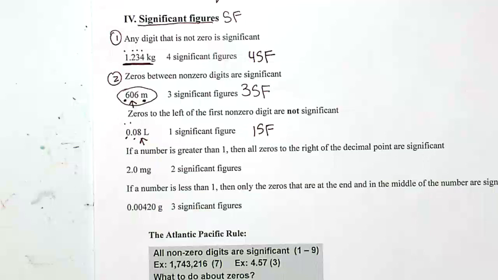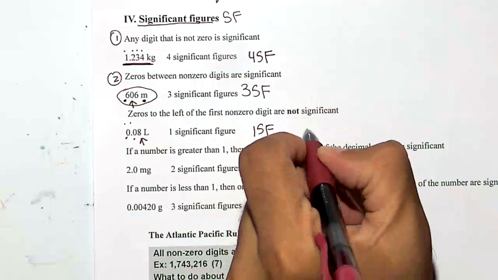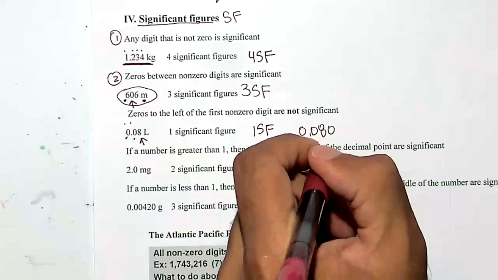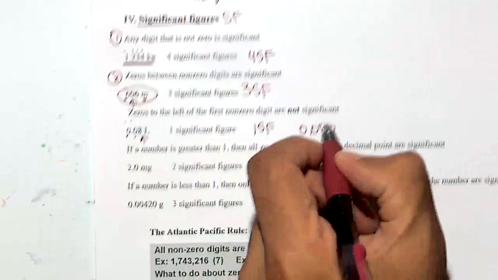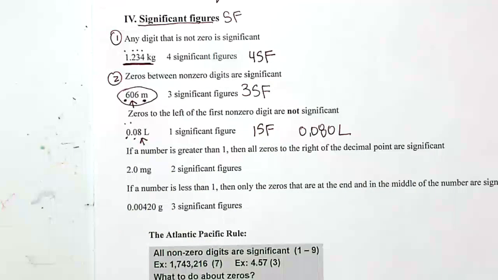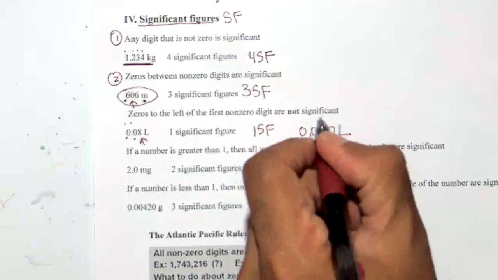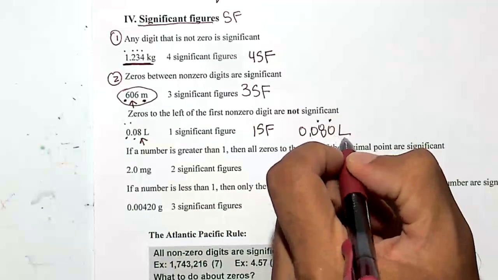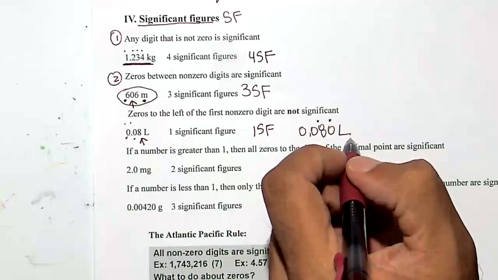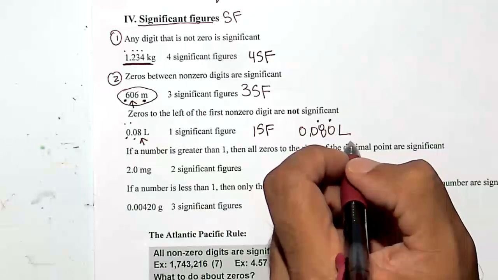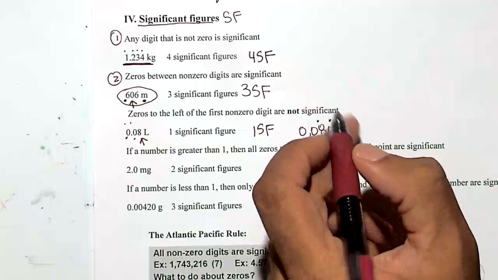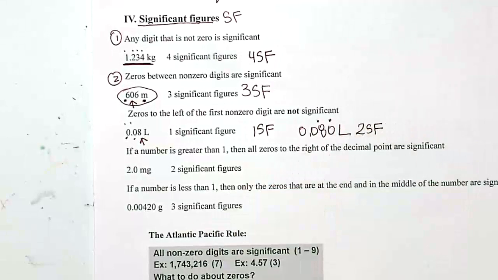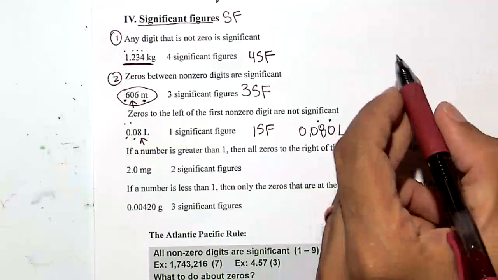Now this is where the tricky part comes in. The tricky part comes in if I change this from 0.08 to 0.080. Now what? Liters. How many sig figs is it? This is real. It turns out this 0 is also real. A 0 to the right of the first real number in a decimal is significant. So how many does this have? This will have 2 sig figs.